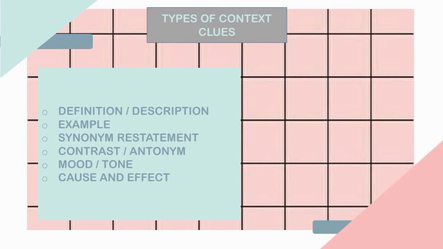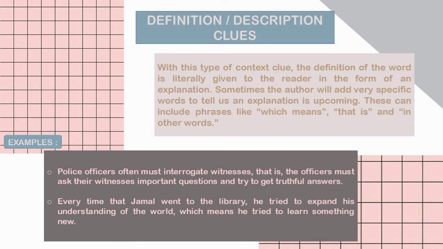There are types of context clues. First, definition or description. Second, example. Third, synonym restatement. Fourth, contrast or antonym. Fifth, mood or tone. And last, cause and effect. Let's start from definition or description clues.